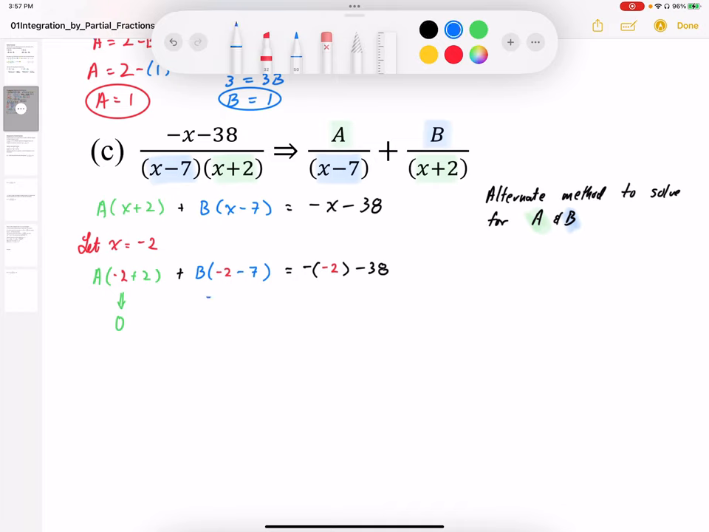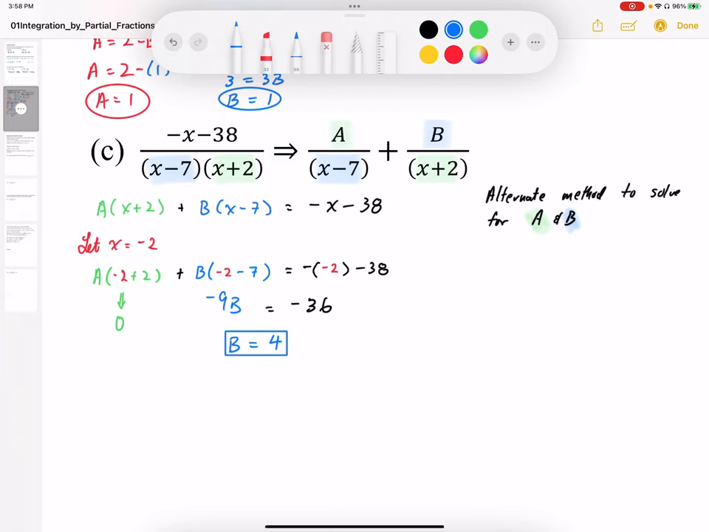So I end up with negative 9B, and that's going to be equal to plus 2 minus 38, which gives me negative 36. That gives me a B value when I solve for B. B is equal to positive 4. So that allows me to solve for B, and I can then do a system of equations and solve for A.